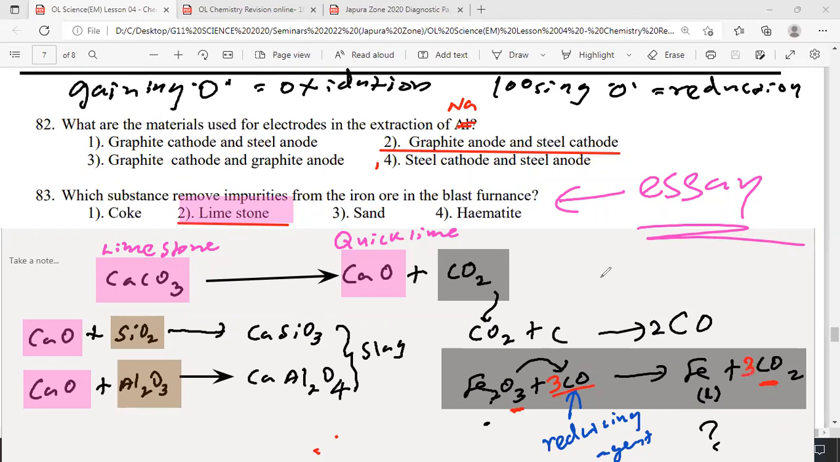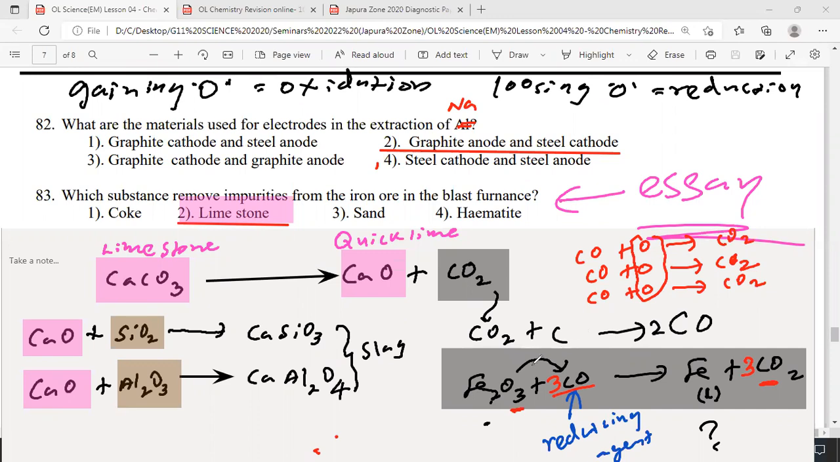Look here. Carbon monoxide can combine with 1 oxygen, then it becomes CO2. This reaction should occur 3 times, because there are 3 oxygen atoms in hematite, and all 3 should be removed. That's why we write 3CO and it becomes 3CO2. These 3 oxygen atoms come from hematite. To remove 3 oxygen atoms, you need 3 carbon monoxide because 1 carbon monoxide can remove only 1 oxygen.